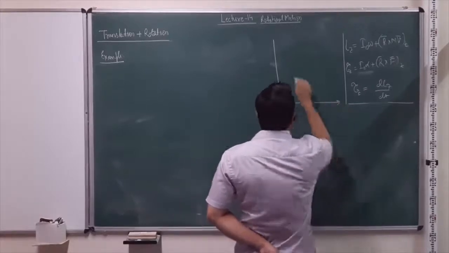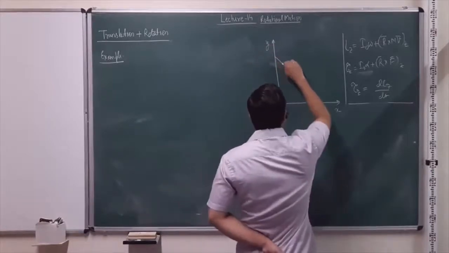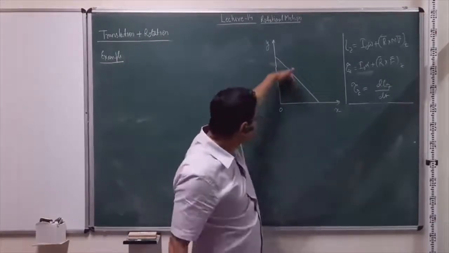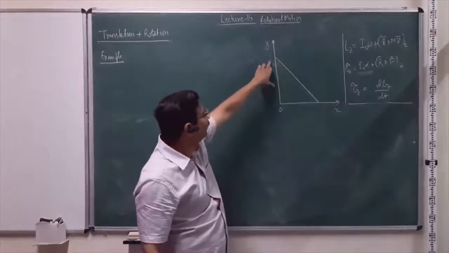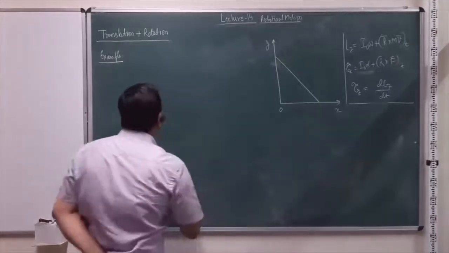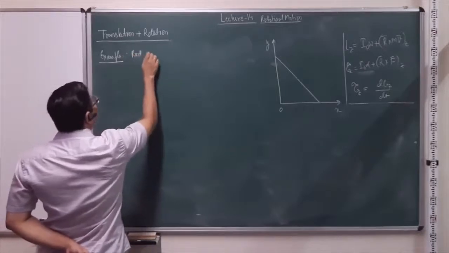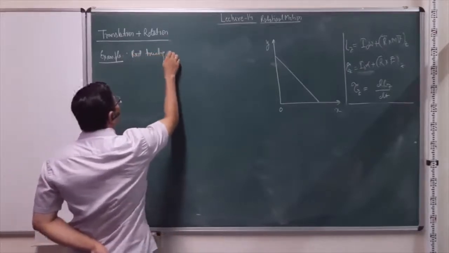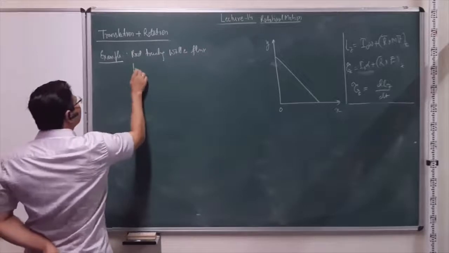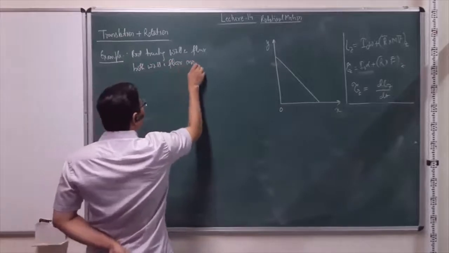Let us say this is x, this is y, this is origin O. This is the wall, this is the floor. I have a rod or a plank inclined between this wall and floor. One end of the rod touches the wall, the other end touches the floor. Both the wall and floor are frictionless, right?